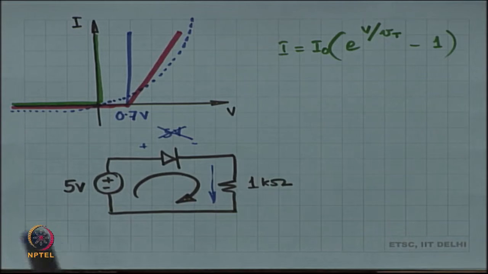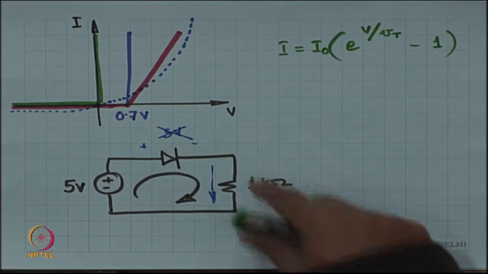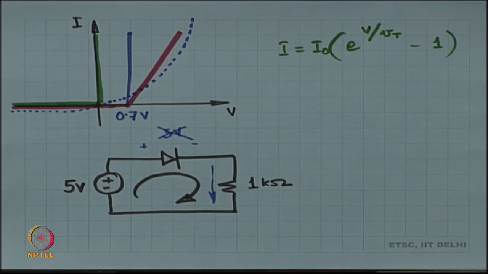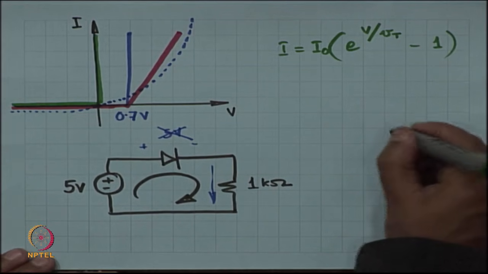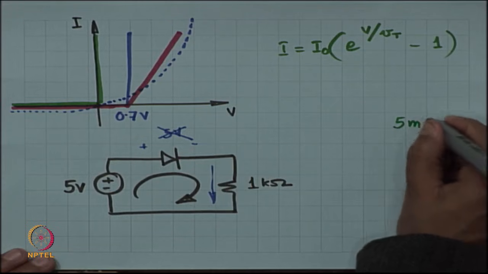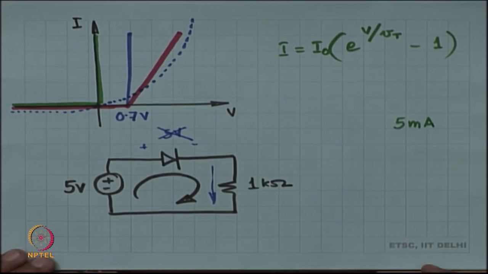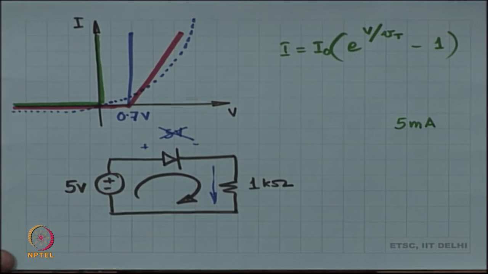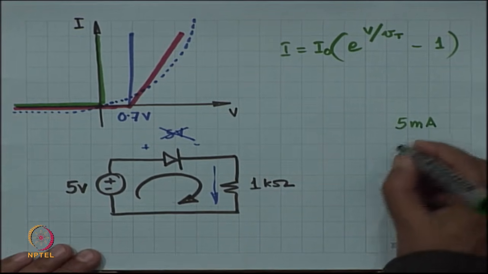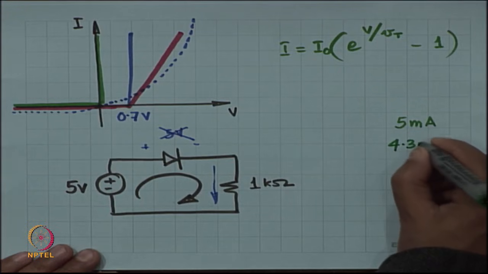It is 5 volts across, certainly more than 0.7 volts, and therefore current has to flow. That means the diode is on. Now, if the diode is on, the drop across it is 0.7 volts, and therefore the drop across the 1K is 4.3 volts, which means that the current through the 1K is going to be 4.3 milliamperes. So, look at my answer. First answer was 5 milliamperes. This was the 0th order ideal diode that was not available in the market. The second one gave me 4.3 milliamperes.